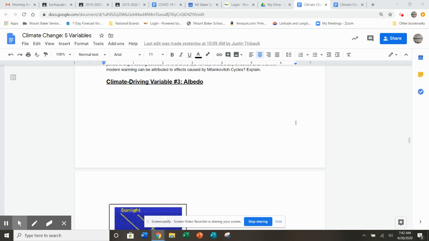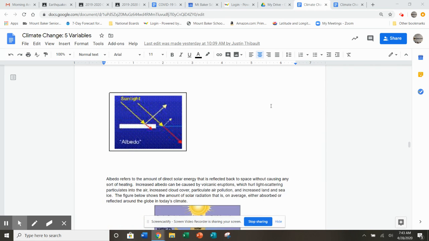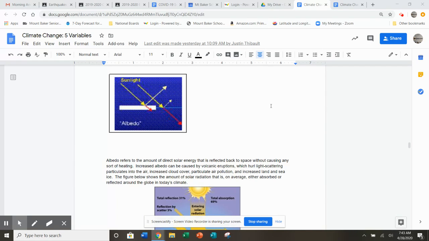I wanted to see if I could help you out with the next two climate variables. Your assignment is to do climate variables number 3 and number 4, and we'll just tackle this first one, albedo, right now. Albedo is basically the ability of sunlight to be reflected off of a surface.